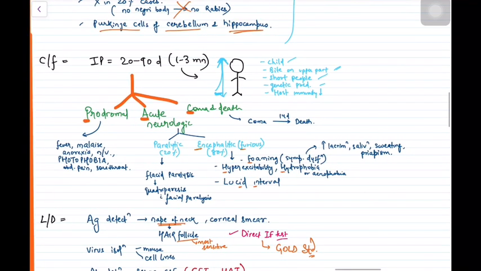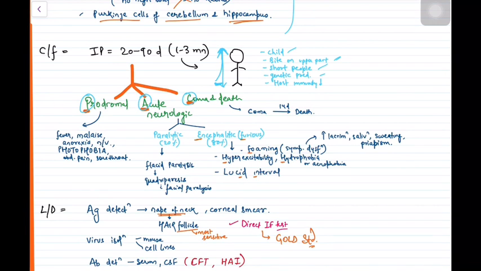Now we can divide the variations in clinical features into 3 basic parts: the prodromal phase, the acute neurological phase and the coma and death. So this is just PAC. Now, in the prodromal phase, we already know the non-specific symptoms will show up: fever, malaise, anorexia, nausea, vomiting, photophobia, abdominal pain, sore throat. All of these non-specific systemic features will show up.